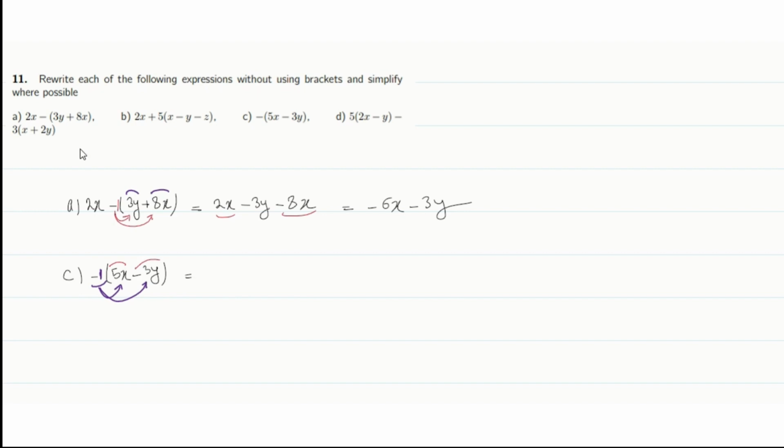Now, you just multiply negative 1 by each of the terms. Negative 1 times 5x would be equal to negative 5x. Negative 1 times negative 3y would be equal to plus 3y, since negative times negative would be equal to positive.